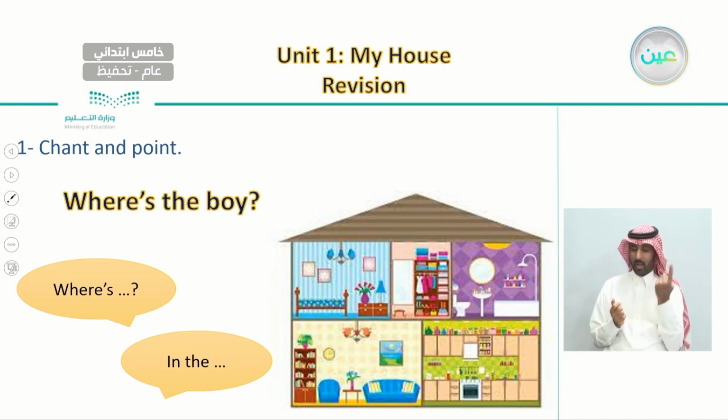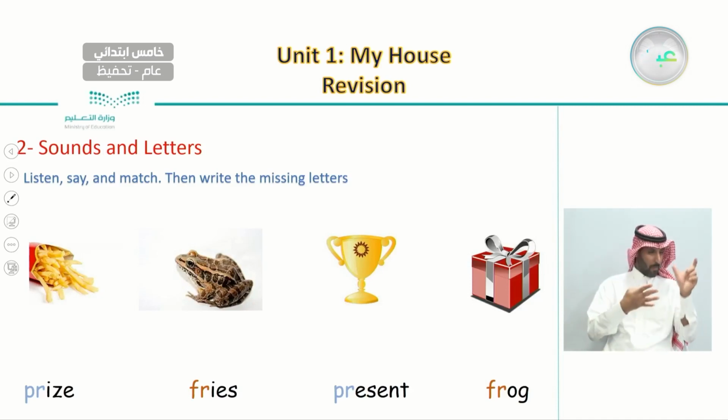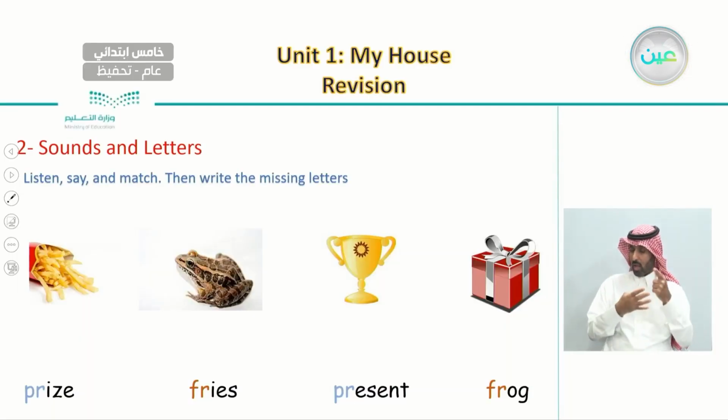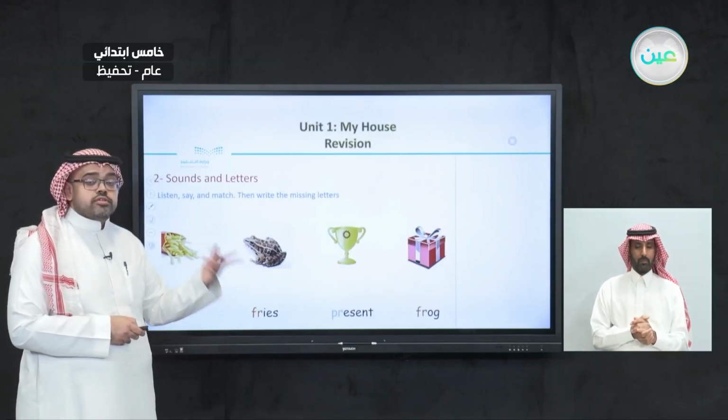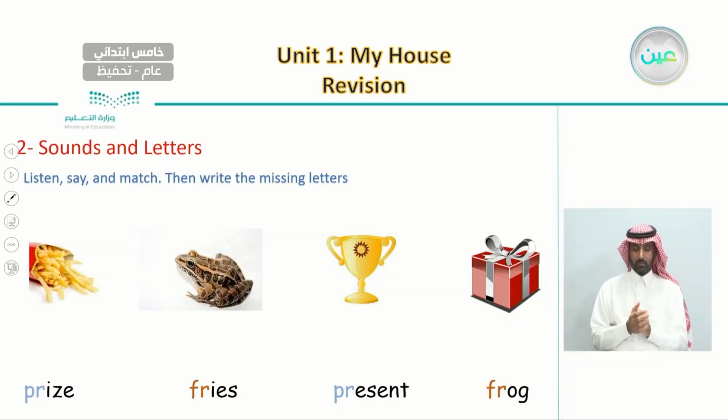Where is the boy? And after this, we did listen and match these words with each of these pictures. We said that here we have 4 different words with 4 different pictures. What we need to do is to listen to each of these words, and to match them with the pictures. So let's start listening to these words. We have the first one, which is prize, fries, present, and frog.